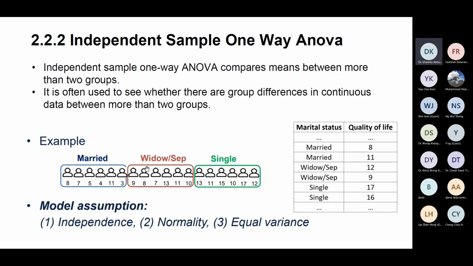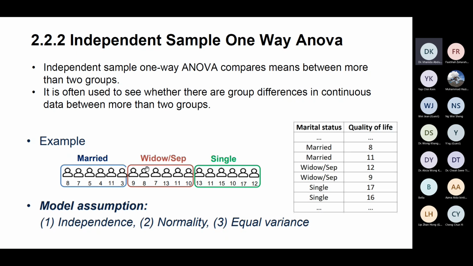The second one, for the mean comparison, the usual one that we have is independent sample, one-way ANOVA, to compare means between more than two groups. When we carry out a t-test, it is normally for two groups. But when we have more than two groups, we cannot use t-test anymore. We must use ANOVA. It is often used to see whether there are group differences in continuous data between more than two groups.